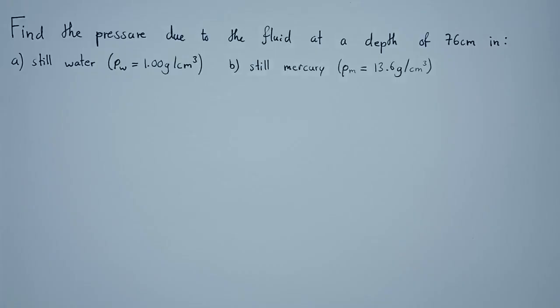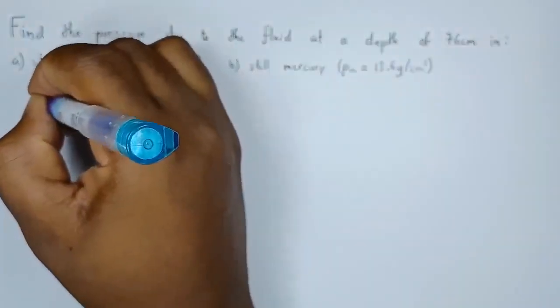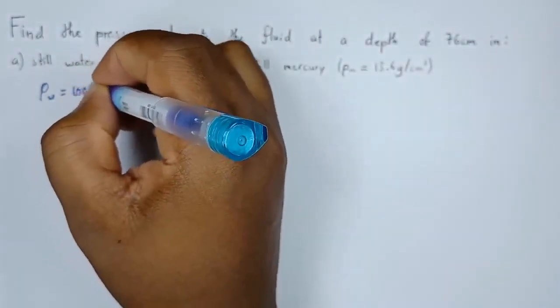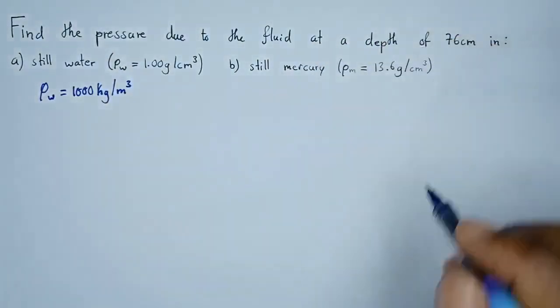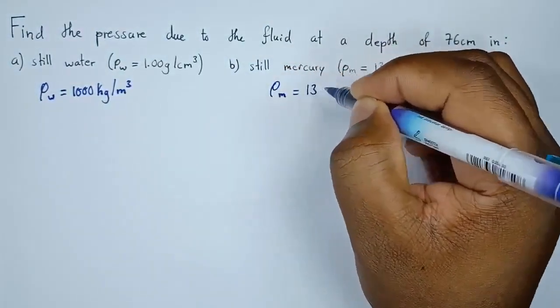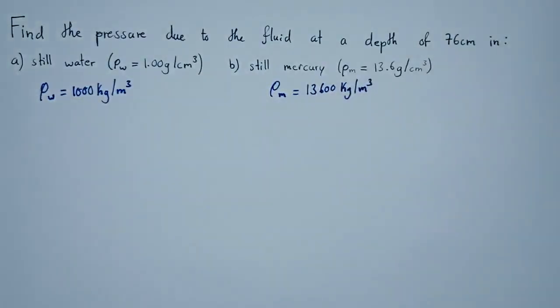The question says, find the pressure due to the fluid at a depth of 76 centimeters in still water as well as in still mercury. To start with, we need to make sure that we convert the density into kilograms per cubic meter. So the density for water, for part A, we just multiply this by 1,000, of course. The density for water will become 1,000 kilograms per cubic meter. And then for mercury, if you multiply this by 1,000 again, we'll get the density for mercury as 13,600 kilograms per cubic meter.